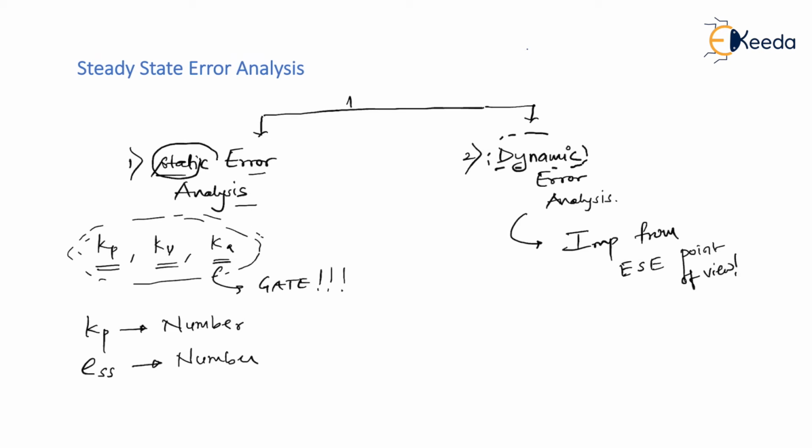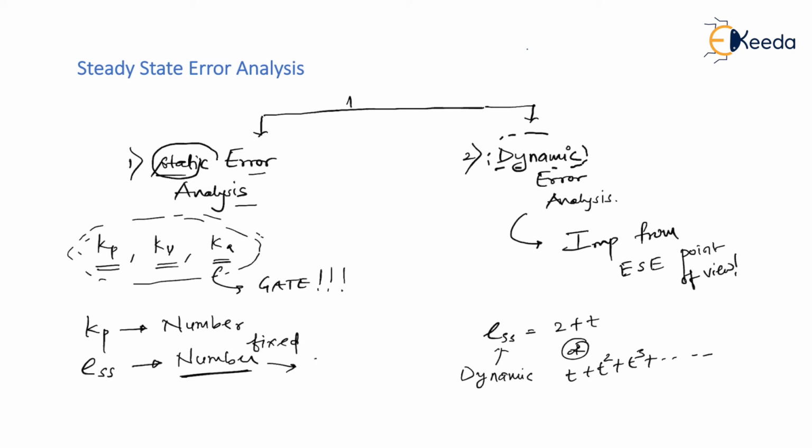And in dynamic, you will see ess comes out like 2 plus t, or t plus t square plus t cube, something like that, which is t dependent. When a steady state error is t dependent, it is going to vary with respect to time. Since it is varying with respect to time, I would say it is a dynamic error. And since ess is a fixed number, referred to as a constant, this type of error is a static error.